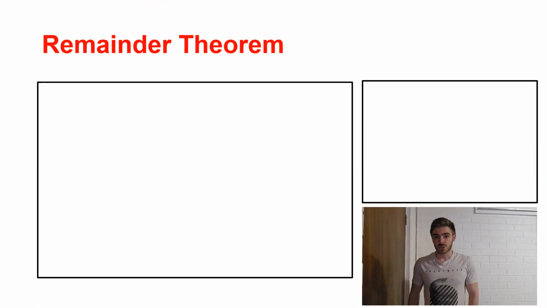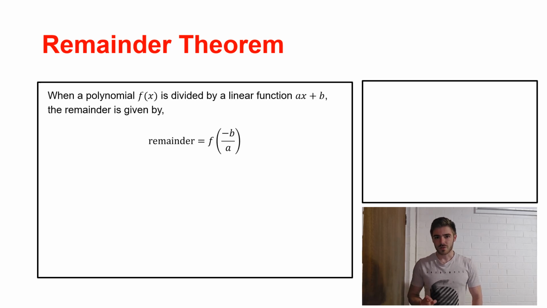Up until now, you should be familiar with polynomial division already. And sometimes when you do a polynomial division, you get a remainder at the end. If all you care about is the remainder at the end, then it's not necessary for you to do the entire polynomial division. There is a shortcut, and that shortcut is called the remainder theorem. The remainder theorem states that any polynomial divided by some linear ax plus b has a remainder given by f of negative b over a.